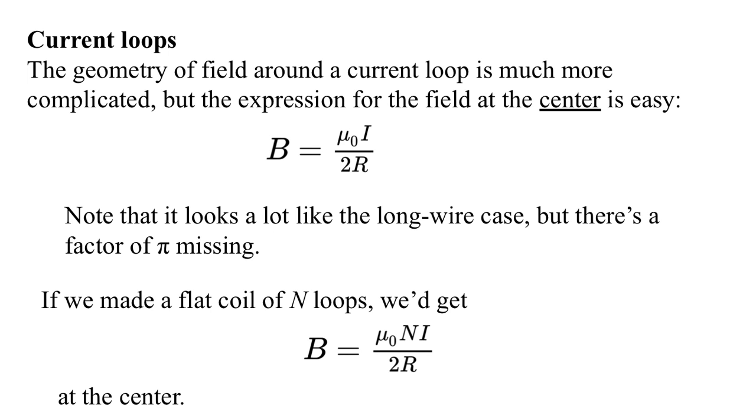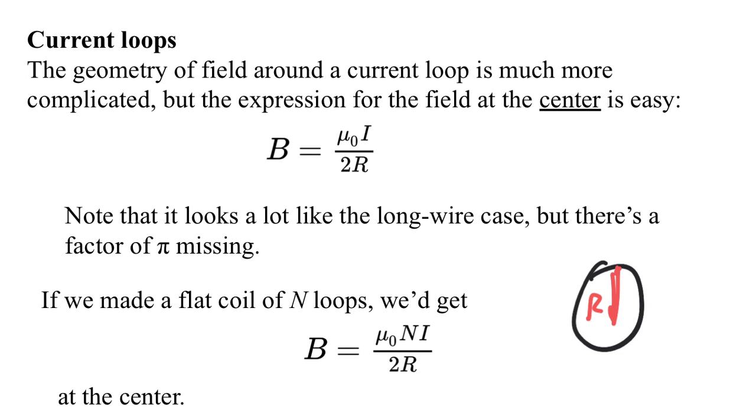All right, the geometry of the field around a current loop is much more complicated, but the expression for the field at the center is relatively easy. It's that the magnetic field is mu naught times I over 2r, where r now is the radius of the current loop. So we should be careful about that. Not how far we are, but really, I guess, how far we are from the current loop, but now we're talking about inside the loop.